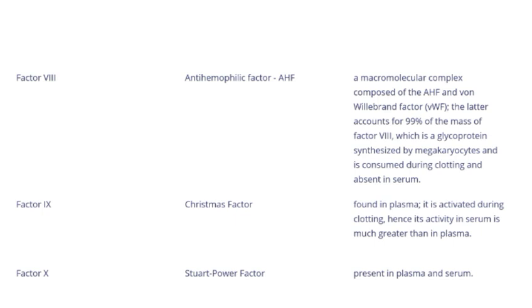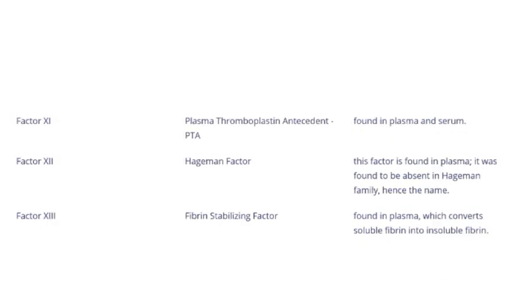Factor 9, Christmas factor, found in plasma. It is activated during clotting, hence its activity in serum is much greater than in plasma. Factor 10, Stuart-Prower factor, present in plasma and serum. Factor 11, plasma thromboplastin antecedent, found in plasma and serum. Factor 12, Hageman factor. This factor is found in plasma. It was found to be absent in the Hageman family, hence the name. Factor 13, fibrin stabilizing factor, found in plasma, which converts soluble fibrin into insoluble fibrin.